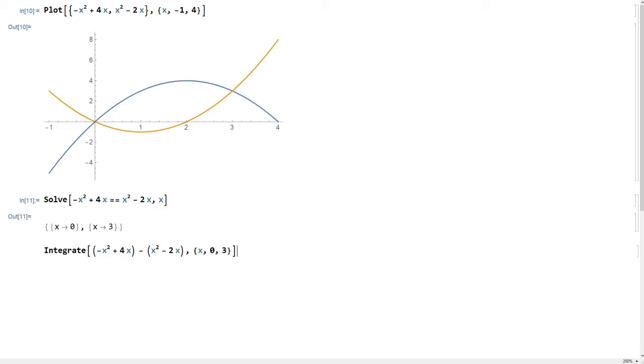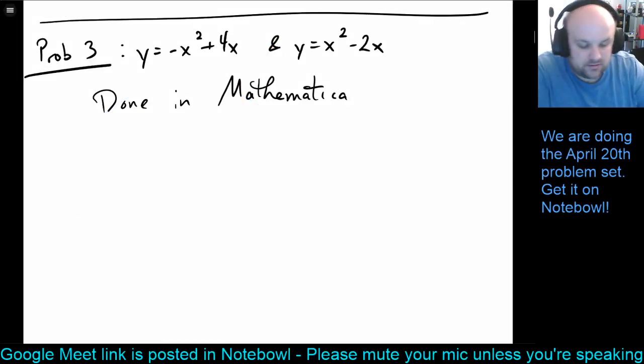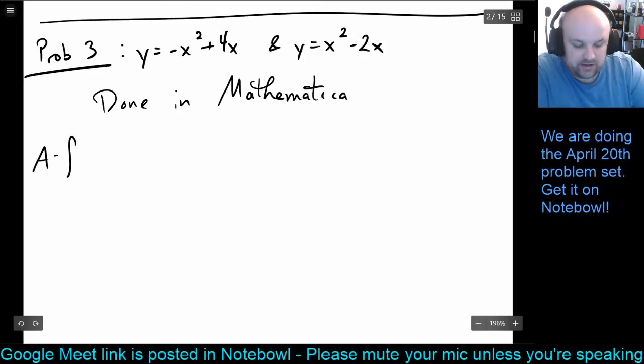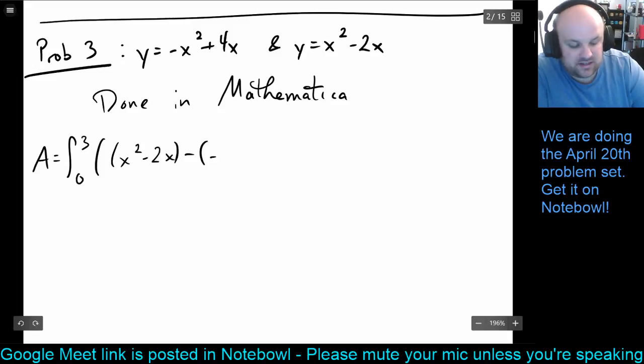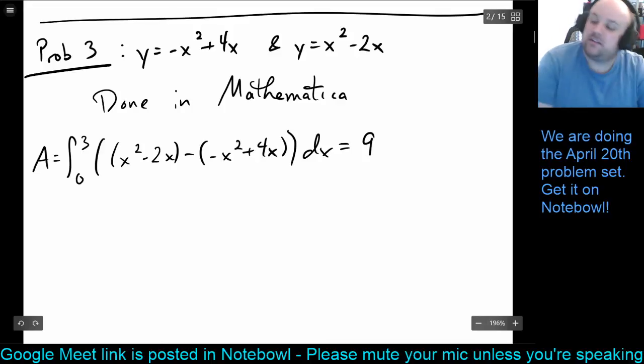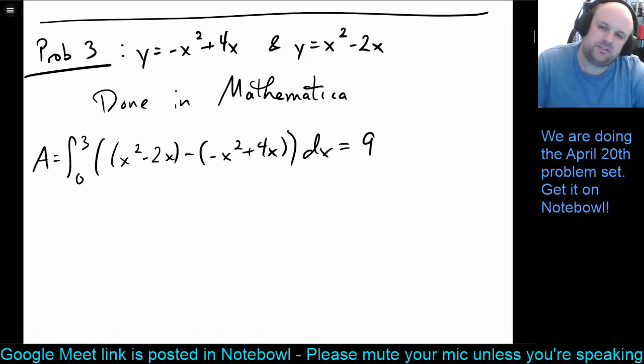Right. So we just integrate this, and bam, there we go. 9. So it does that for us pretty quickly. That area integral was from 0 to 3 of x squared minus 2x minus negative x squared plus 4x, and Mathematica tells us that this is 9. So again, at this point, computing this integral is not super exciting.